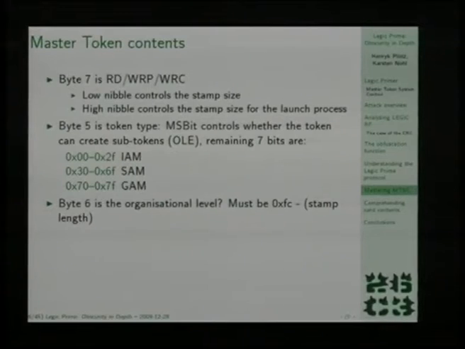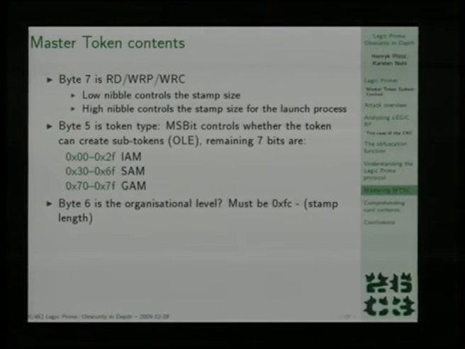Going further for the master token contents, playing with it and referring to the Chinese document, byte 7 contains what in Legic terms is the WRP and WRC. We're going to see that a little bit later. And also the read protection, which isn't very useful on master tokens, so it's not being used. Byte 5 is the token type. There are some values. If you have any value in this range, you'll get an IAM. If you have any value in this range, you have got a SAM. And any value in this range, you've got a GAM. And the uppermost bit is organization level enable, which is a separate bit that authorizes your token to create subtokens.